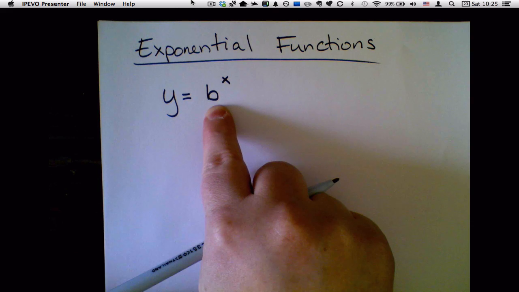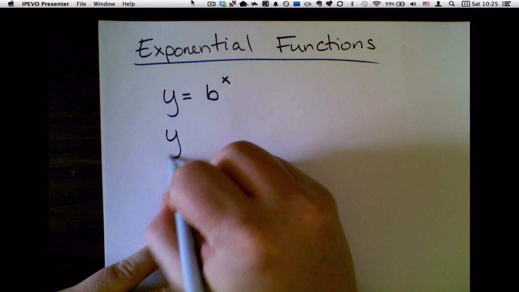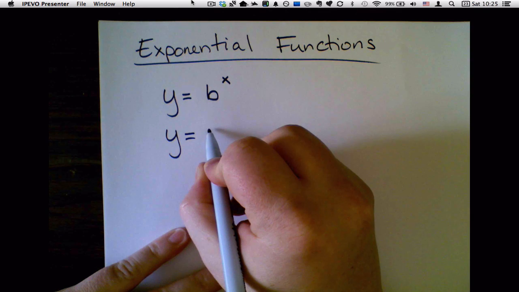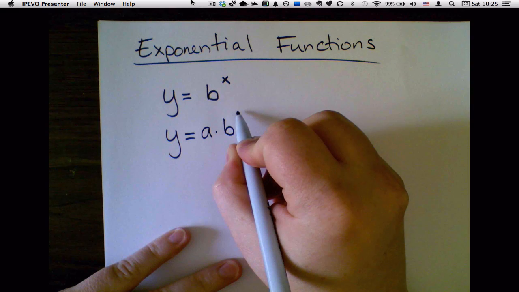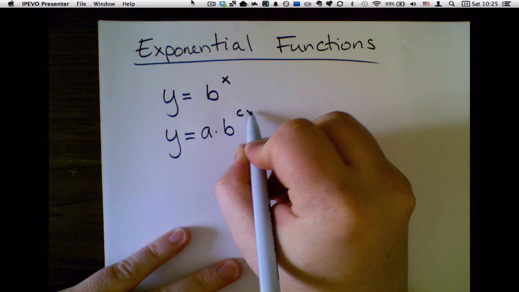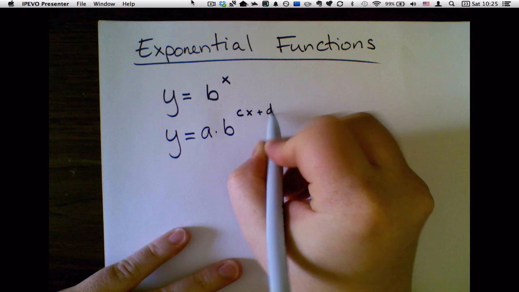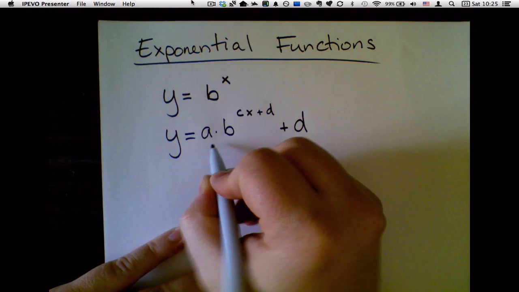But, of course, with function transformations, we could go crazy. We could say that y equals some number times this base to the power of some constant times x plus some other constant. So what the heck do these do?